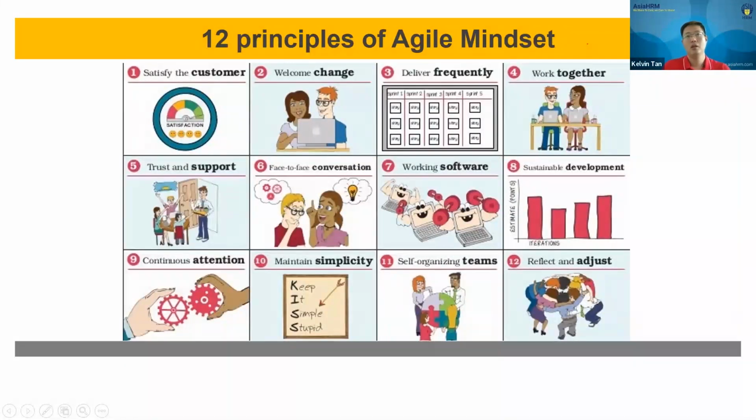We come to the second last portion. We talk about the 12 principles of the Agile Mindset. Right? You all notice similarities with Scrum? Very similar, right? For example, the change. Deliver frequently, we talk about iterative development, small wins. Working together, collaboration, trust and support. If there's no trust and support, you will never work together. If there's no trust and support, you will not be with who you are for your lifetime. This is the same.